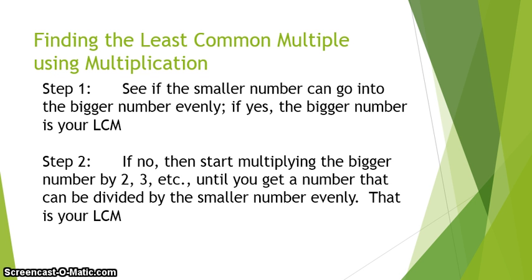So what does this actually look like? There are a couple of different ways you can find the least common multiple. One of them is by using multiplication. The first step is to see if the smaller number can go evenly into the bigger number. If yes, the bigger number is your least common multiple. If it doesn't go in evenly, then start multiplying your bigger number by 2, then 3, then 4, and so on, until you get a number that can be divided by the smaller number evenly, and that will be your least common multiple. Let's look at an example. I think you'll understand it better that way.